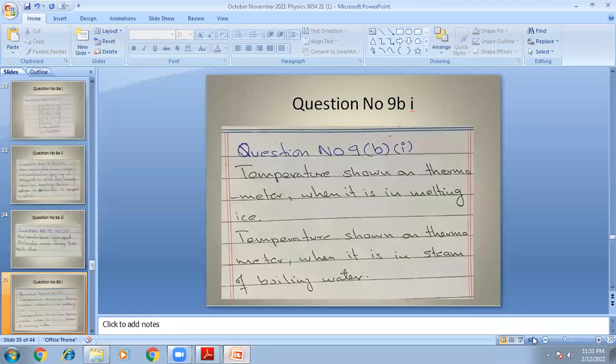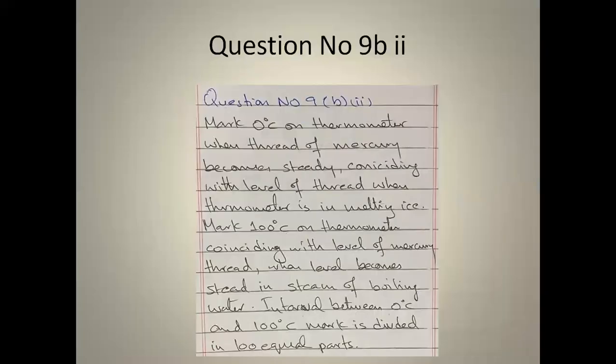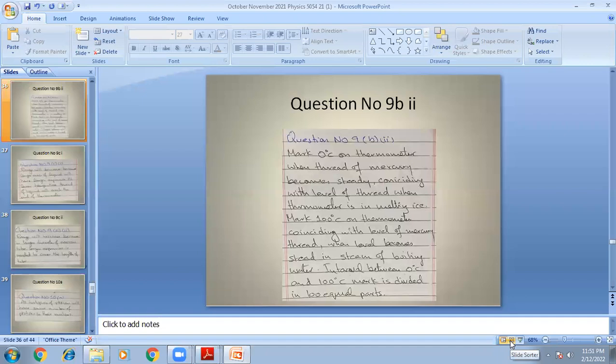So let me show you my written answer, and here we go. Mark 0 degree centigrade on thermometer when thread of the mercury becomes steady, coinciding with the level of the thread when mercury thermometer is in the melting ice. Mark 100 degrees centigrade on thermometer coinciding with the level of the mercury thread when the level becomes steady in the steam of the boiling water. Interval between 0 degree centigrade and 100 degrees centigrade on the thermometer is divided into 100 equal parts. So this is how you use the steam point and the ice point to calibrate the thermometer.